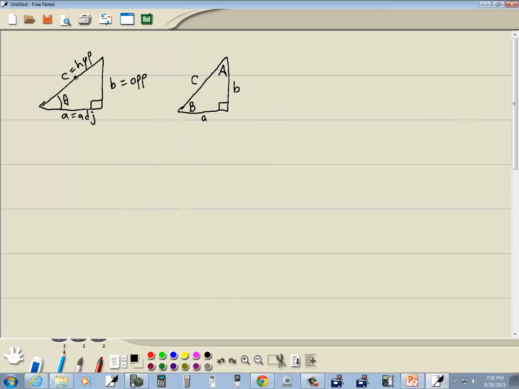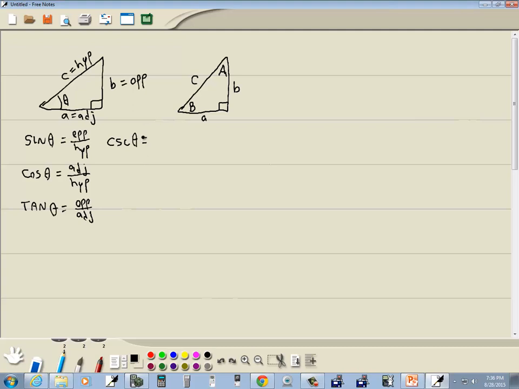Okay, if you have this kind of setup, then sine theta is going to be equal to opposite over hypotenuse. Cosine theta is equal to adjacent over hypotenuse. And tangent theta is going to equal opposite over adjacent. Now those are the three popular ones to use.